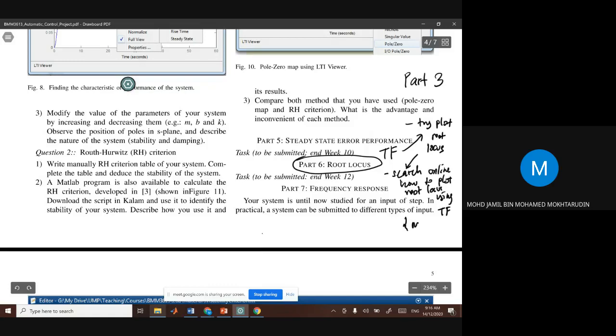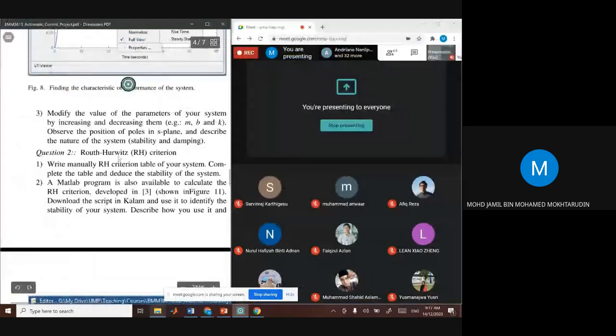So part 3 due date is week 11. So sekarang week 9. Okay, week 11. Okay, so boleh skip yang lain-lain ni, terus pergi part 3 ni. Part 3 root locus. Okay, so that's your task for part 3. And if you have a problem regarding your transfer function, maybe transfer function tu pelik-pelik ke, you can ask me. So part 3 is about root locus.